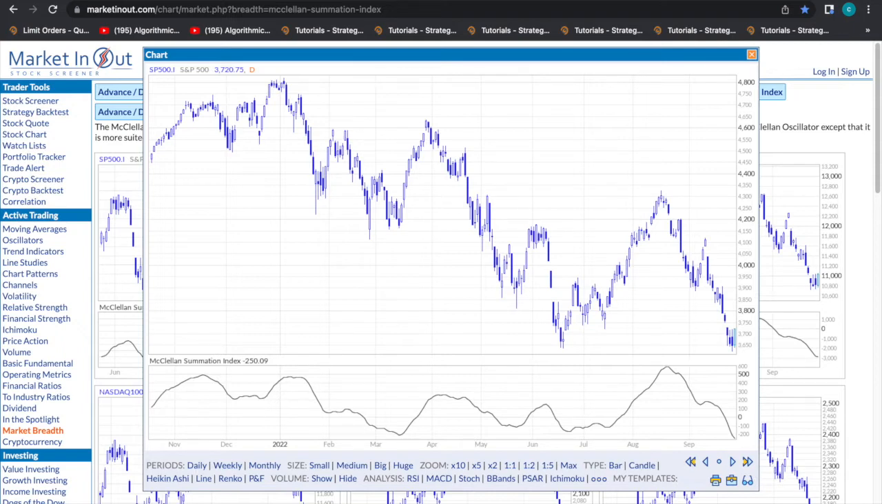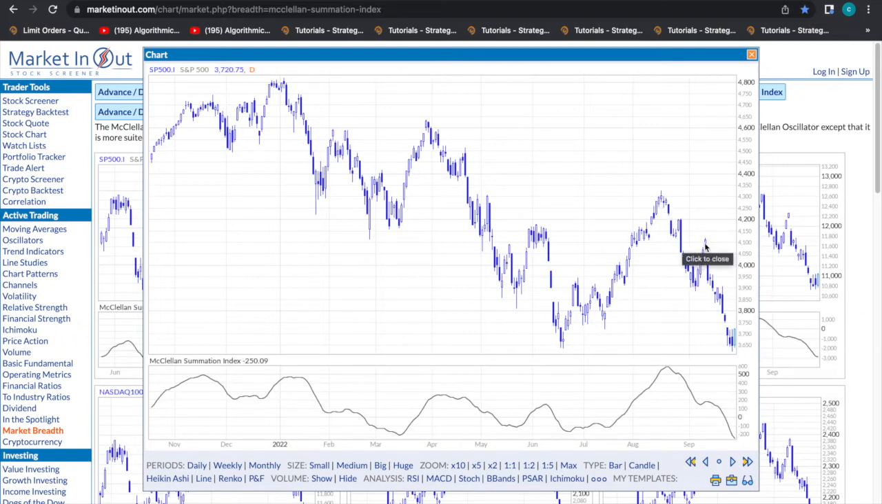Now, the actual Summation Index itself is just a derivative of what's called the McClellan Oscillator, which you can think of as the difference between stocks making new highs and stocks making new lows on the day. So as we can see here, we can look at the McClellan Summation Index for the S&P 500. We see it's been trending down for some time now, and that trend down definitely comes in line with this trend down lower in the S&P.